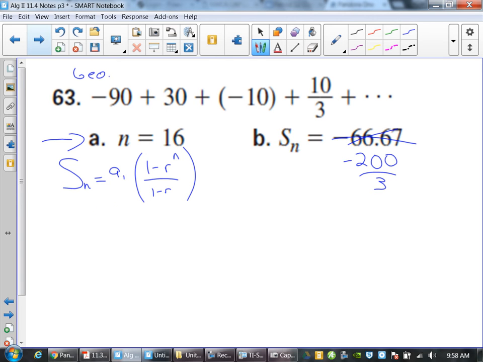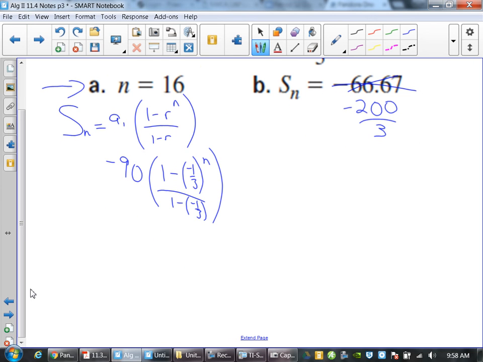So we have negative 90 times 1 minus our rate, which is negative 1/3, to the n, over 1 minus our rate of negative 1/3. So when you type this in, oh, we got to go to 16, excuse me. That's where you have to be cautious when you put in all your parentheses. Alpha y equals to get your fraction bars.